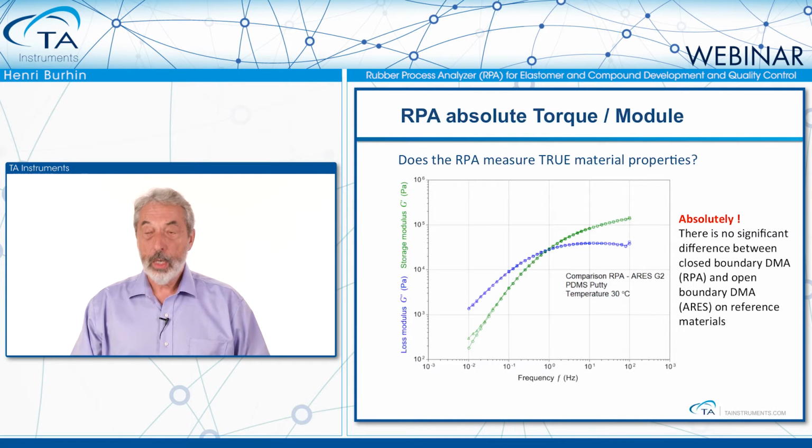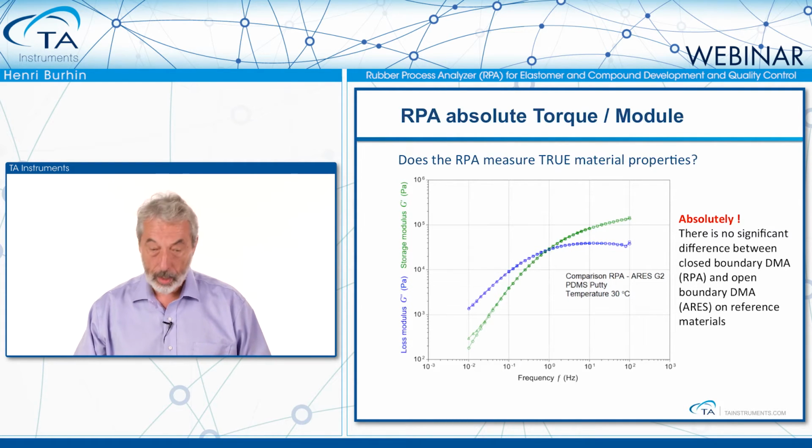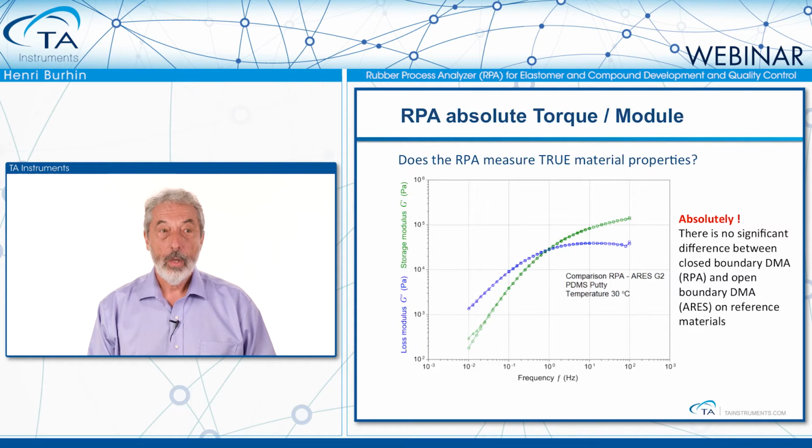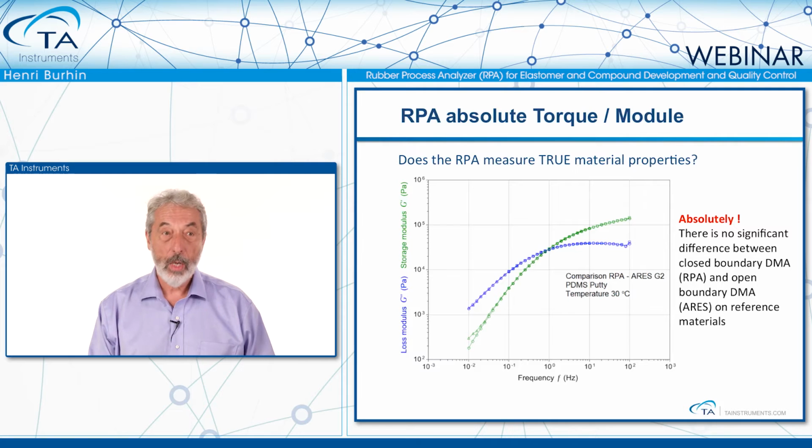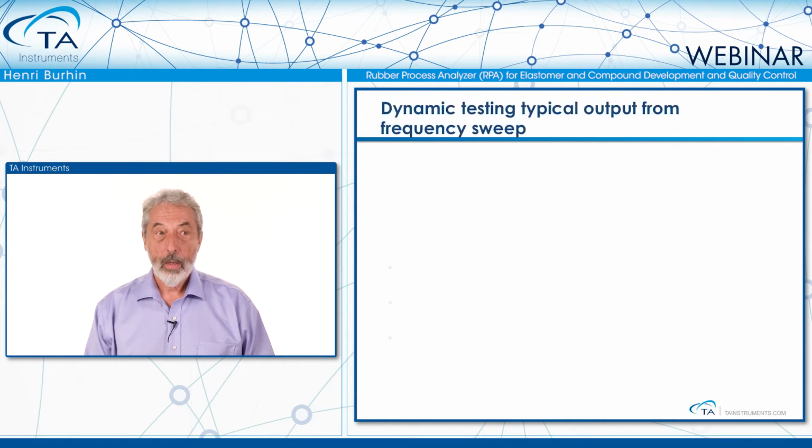And as you can see in the graph, it matched extremely well for most of the frequency range, with a little problem in the very low G', where we can see that the RPA is not as sensitive as the RS, but that is expectable. So absolutely, there is no significant difference between a closed boundary RPA and an open boundary on reference material.